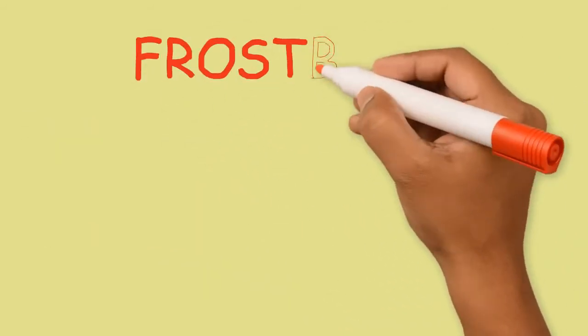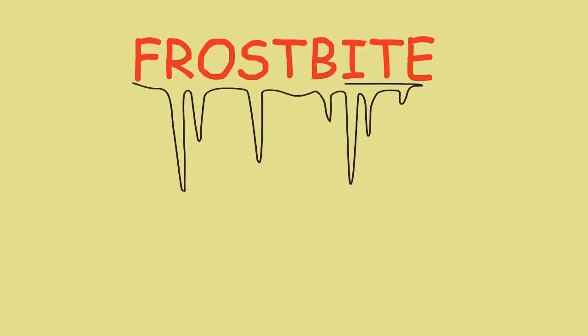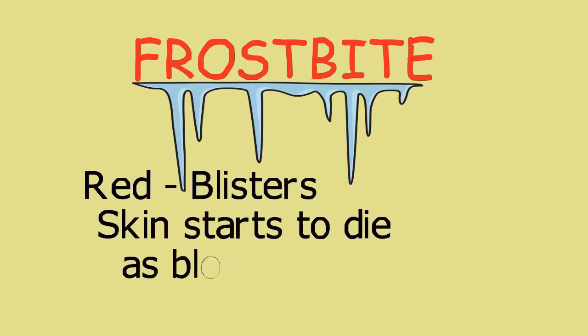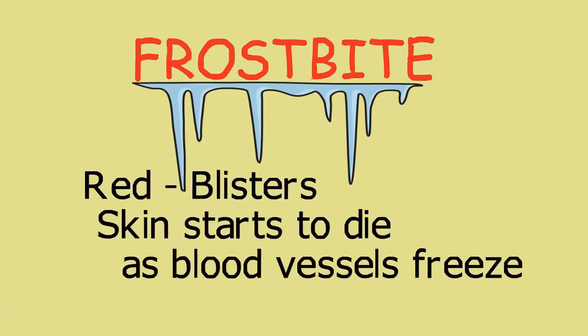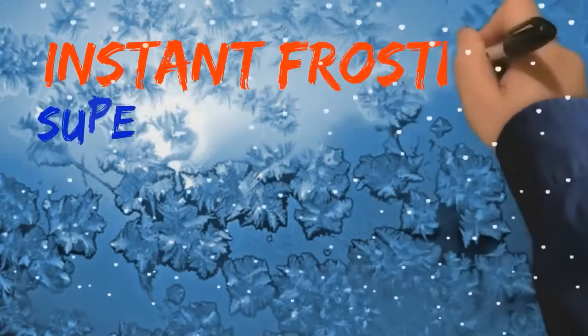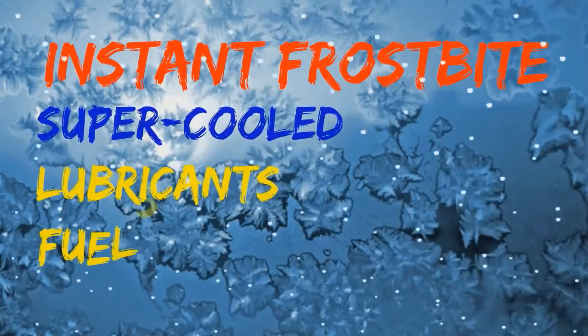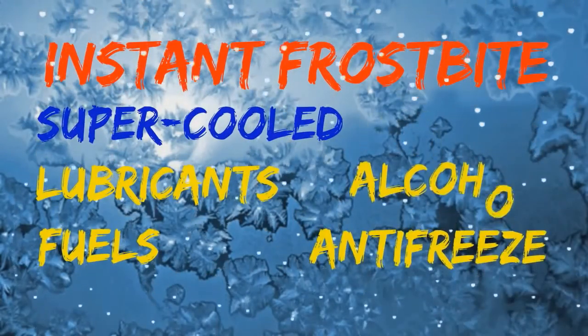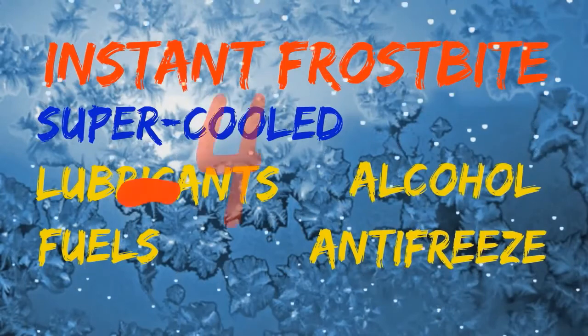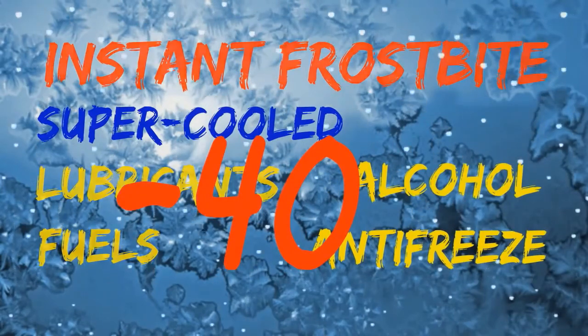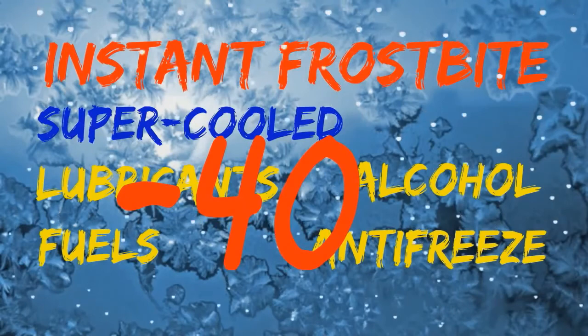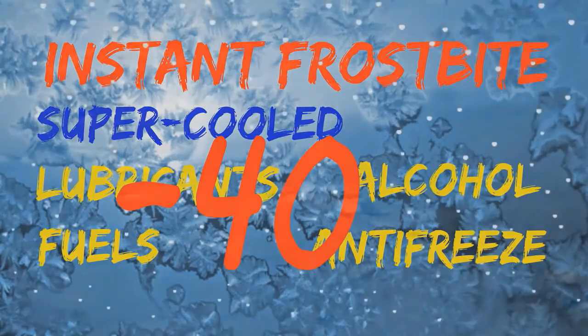Frostbite occurs when skin tissue freezes through all skin layers. It can freeze the muscle and bone. Frozen skin turns red, then gray-blue with blisters, and in worst cases the skin dies and turns blue-black. At this stage, amputation is often required. Instantaneous frostbite can occur when the skin comes in contact with supercooled liquids like lubricants, fuels, antifreeze, and alcohol, all of which remain liquid to temperatures as low as -40 degrees Fahrenheit.